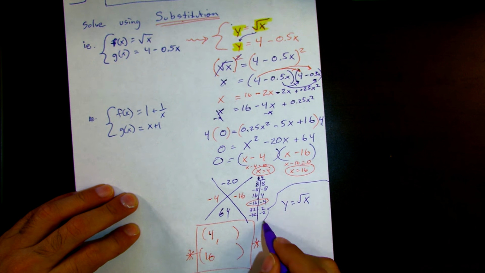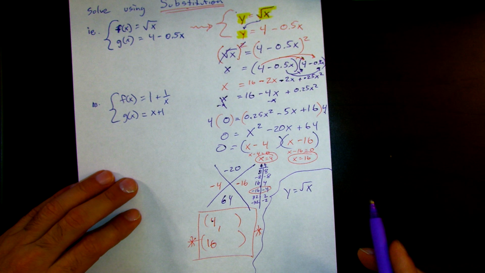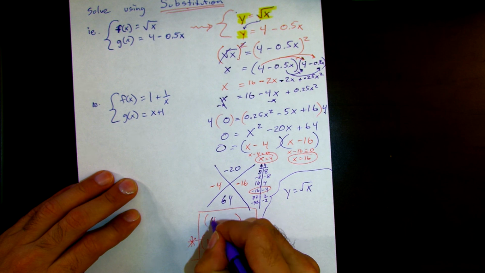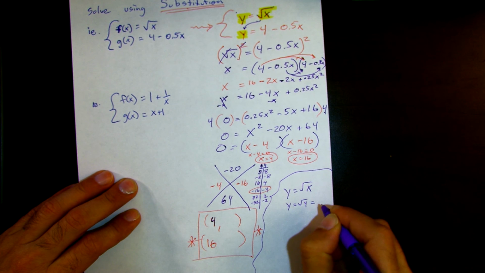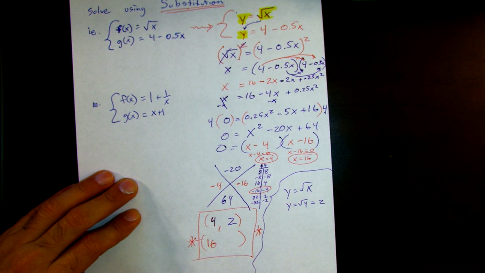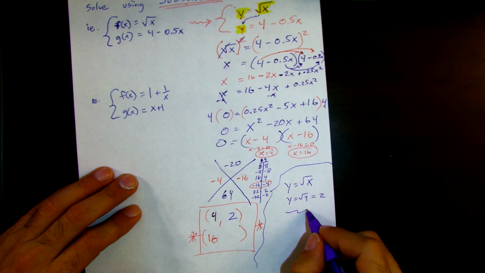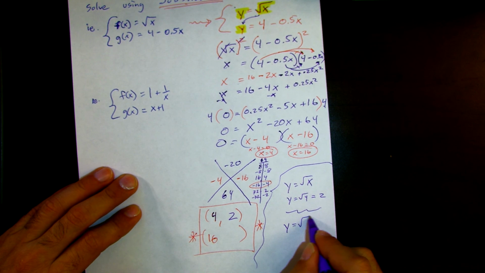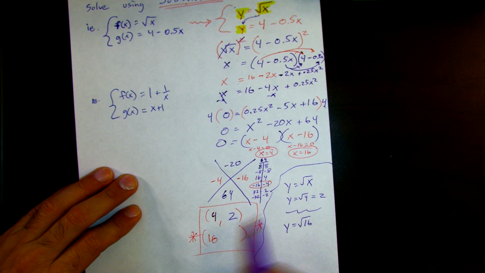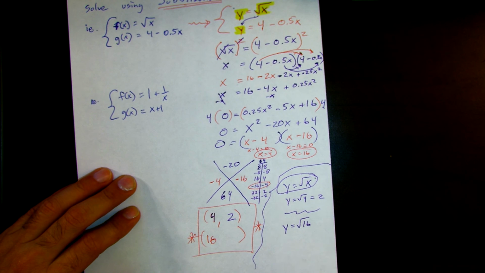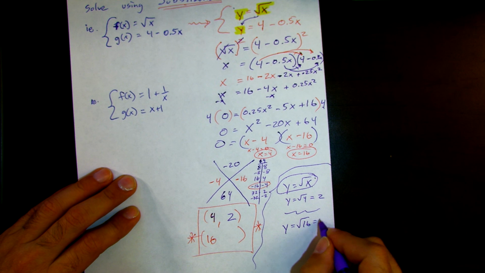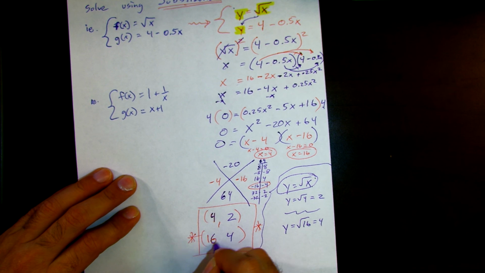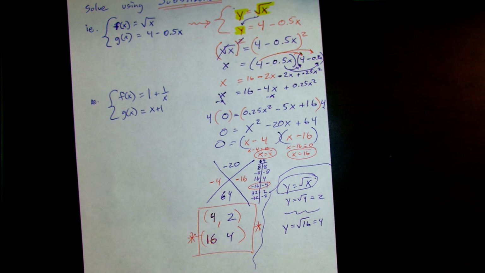This is kind of like the second part right here. But I don't have to do much work because all I'm doing is plugging in my 4 for x up here. When we plug in 4 for x, what do we get? 2. Then I'm going to plug in my 16. So what you're doing is plugging your x value into your original equation here, and it would work for both of them. But I chose this one because this equation's easier. The square root of 16 is 4.